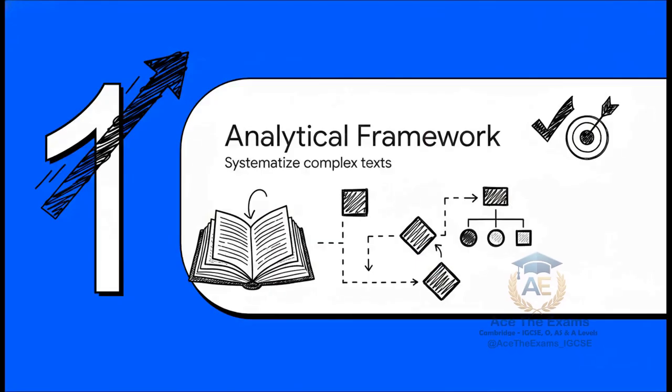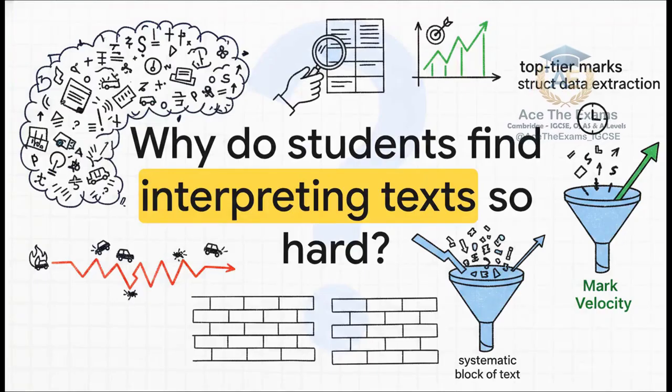Section 1, the core analytical framework, systematizing your approach to complex texts. Let's build the absolute foundation of your optimal route. So, pose this question to yourself right now. Why do students find interpreting complex texts and data so incredibly hard? When we pull up the telemetry of past paper performance and look at the map layout of this exam, we see candidates crashing and burning in the very first paragraph.